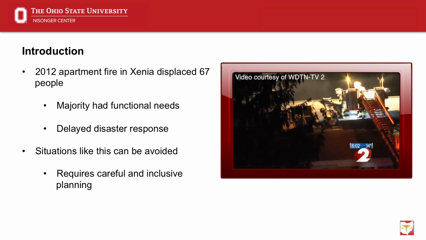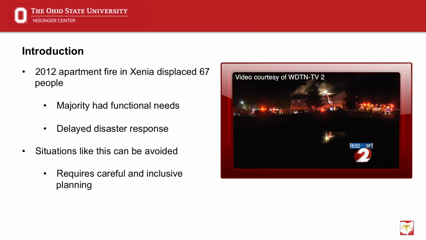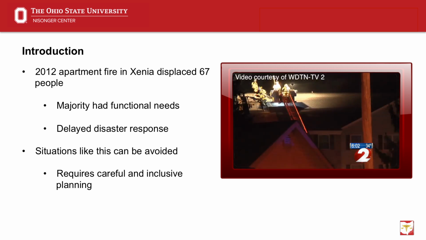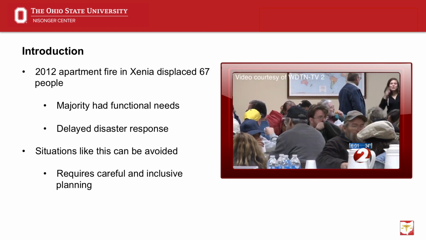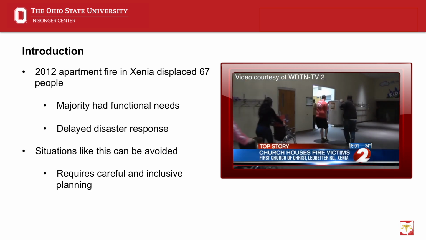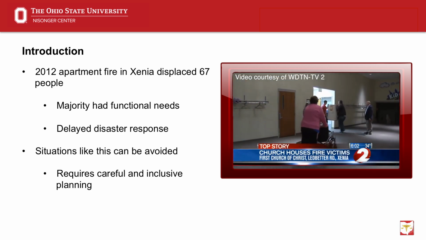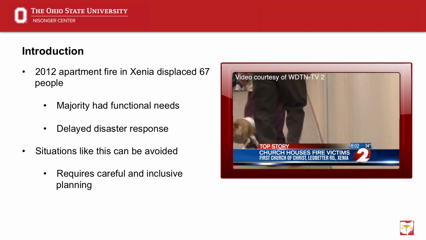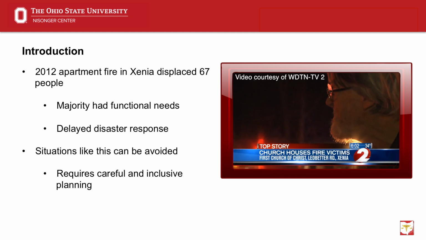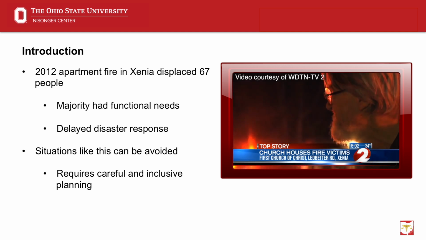In 2012, an apartment fire broke out in a HUD apartment complex in Xenia, Ohio that displaced 67 people, the majority of whom had functional needs or were senior citizens. Following the disaster, confusion about what agencies were responsible for assisting with what services slowed down disaster response and delayed essential assistance from all parties. As a result, the majority of the apartment inhabitants were left without homes for several months.